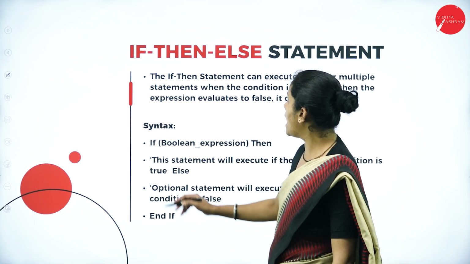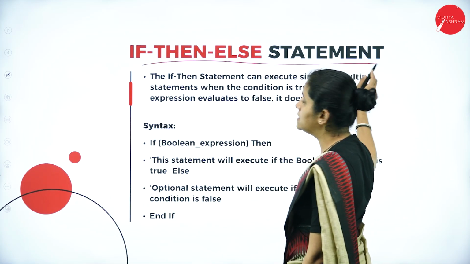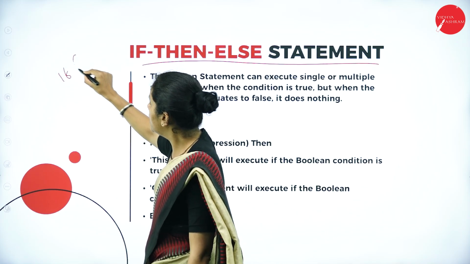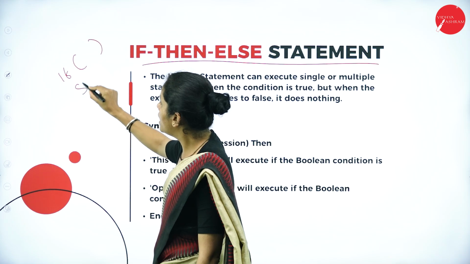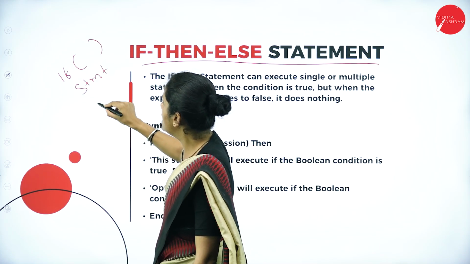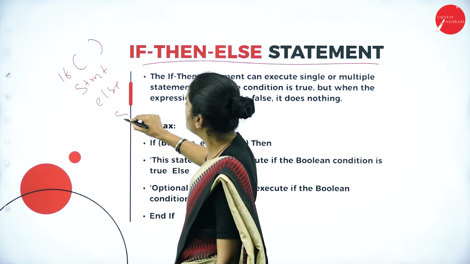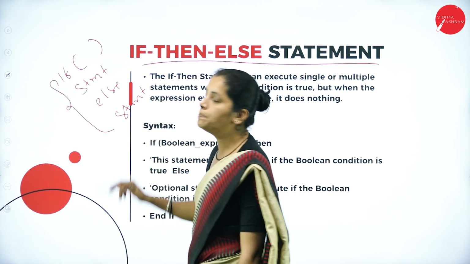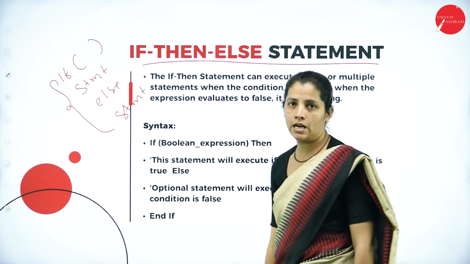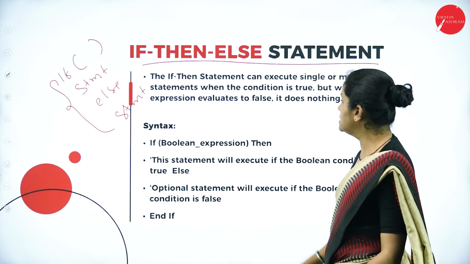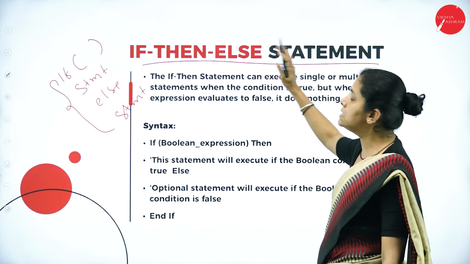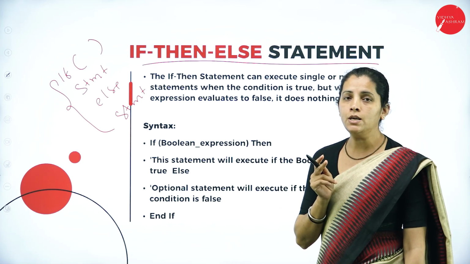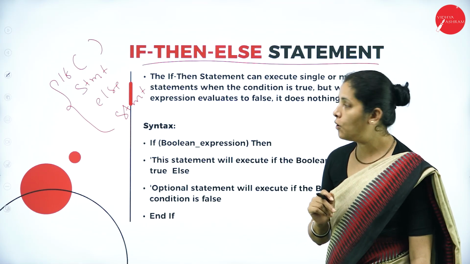Now I'm going to have the if then else statement. It is similar to: if the condition is true, I'm going to have the statement, else I'm going to have this statement. This is your C program if else statement, that is replaced as the if then else statement. Here I'm going to have two possibilities. One is true and another one is false.